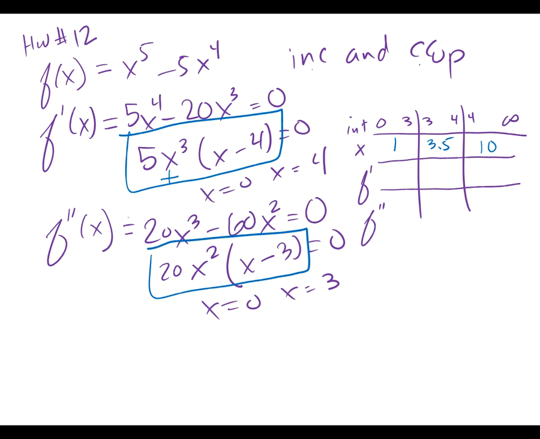Okay, we're going to put in the 1. 1 minus 4 is going to be positive or negative? Negative. So positive times a negative is negative. I'll work on interpreting it in a second. Now the 3.5, I put that in there. It's going to be negative, so it's going to be negative again.